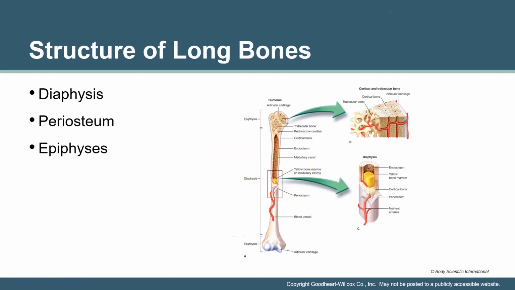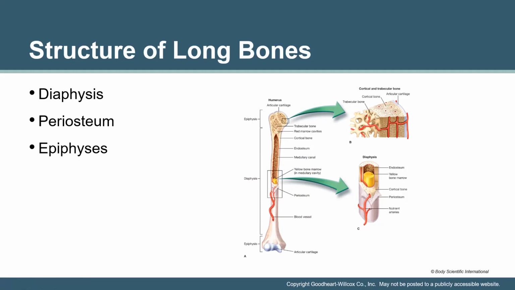Okay, so if we're talking more in depth about the structure of a long bone, the long bone has certain parts. It will have a diaphysis, a periosteum, and an epiphysis. So let's walk through some of that. The diaphysis of the long bone is the hollow shaft composed primarily of cortical bone. The periosteum is a fibrous connective tissue membrane that wraps around the diaphysis.